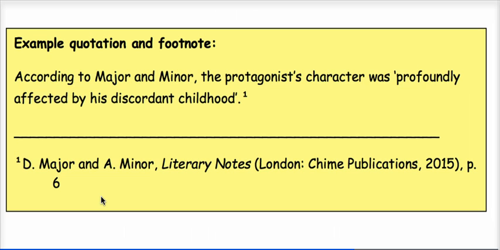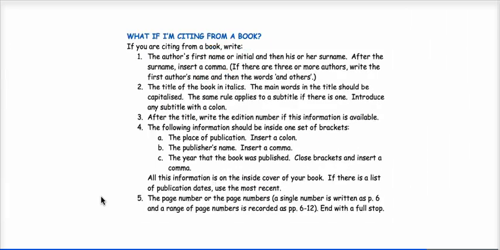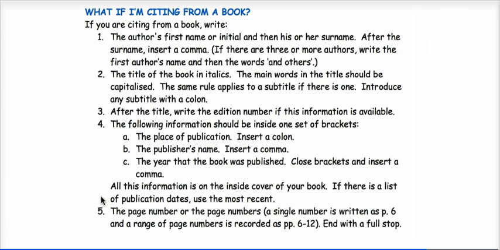Well, the way you reference your wider reading in your footnotes varies according to what your secondary sources are. And I'm just going to give you one example, which is when you're referencing from a book. You have to write the author's first name or initial, and then his or her surname. After the surname, insert a comma. The title of the book needs to be in italics. The main words in the title should be capitalized. And you introduce any subtitle with a colon.